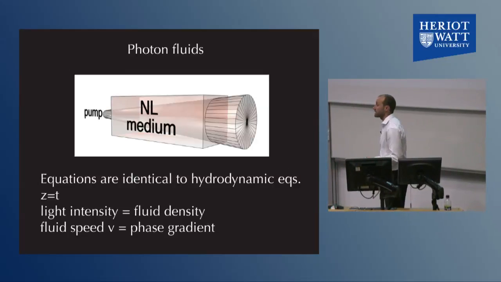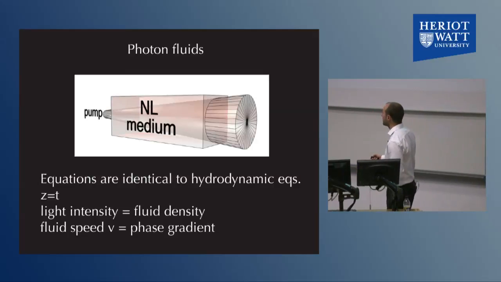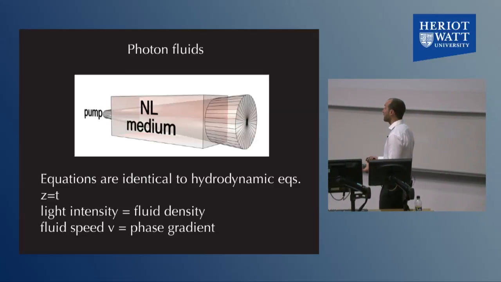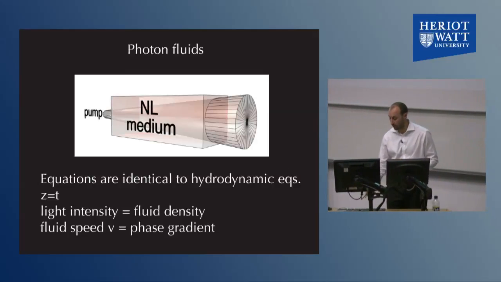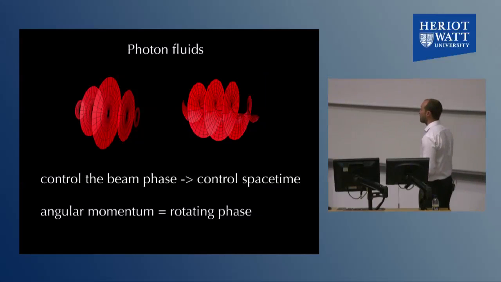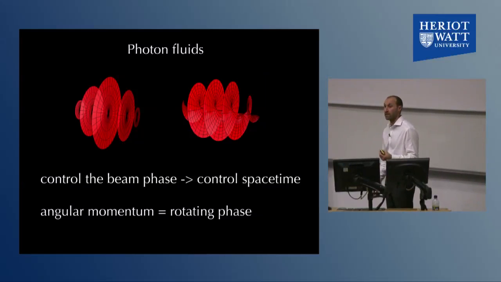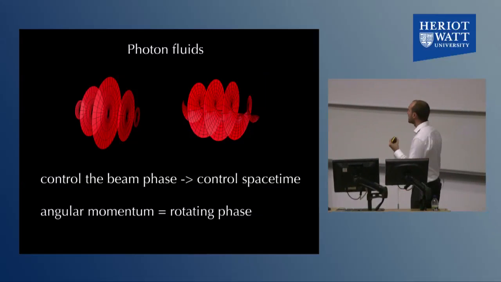The light intensity is what gives you the fluid density, and the phase gradient on your beam is what determines how your fluid is moving and flowing. So what this means is that if I can control the phase of my beam, I can then also control space-time. Okay, it's an amazing concept. I can control space-time just by controlling the phase of my beam.